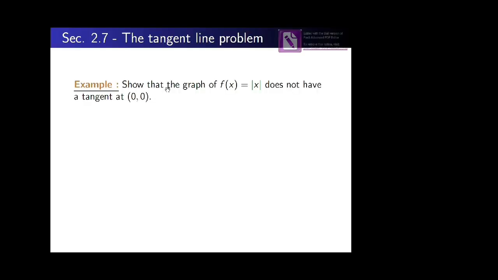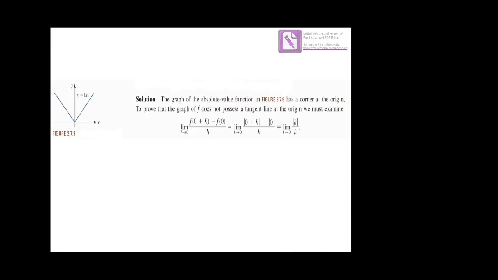The second case here is if we have absolute value of x at the same point, which is (0, 0). This example shows that the graph of f(x) equal to absolute value of x does not have a tangent at (0, 0). So let us use the definition of the m tangent. Then we will apply the definition to the function absolute value of x, and we will see if this function has a tangent line or not.